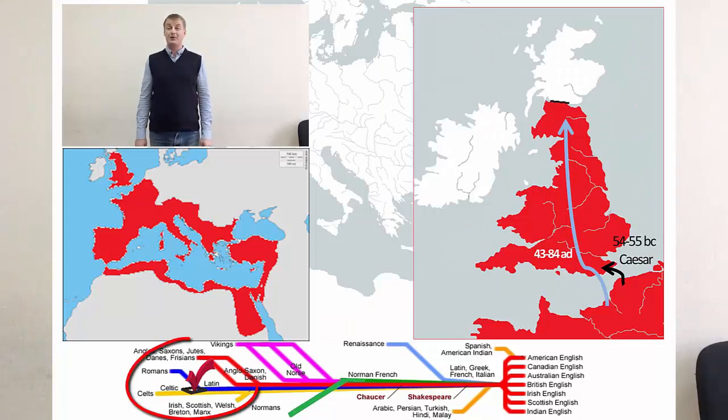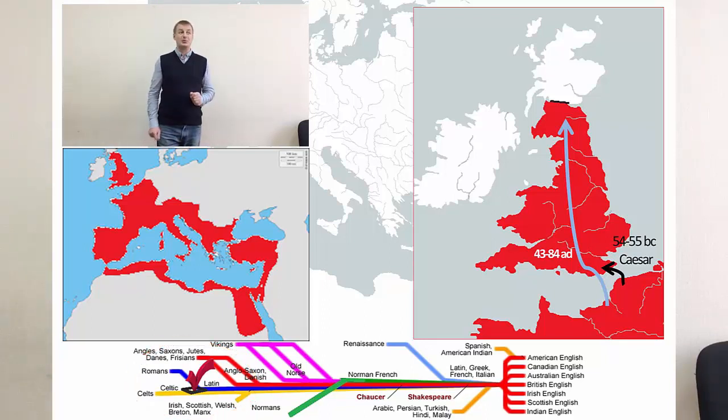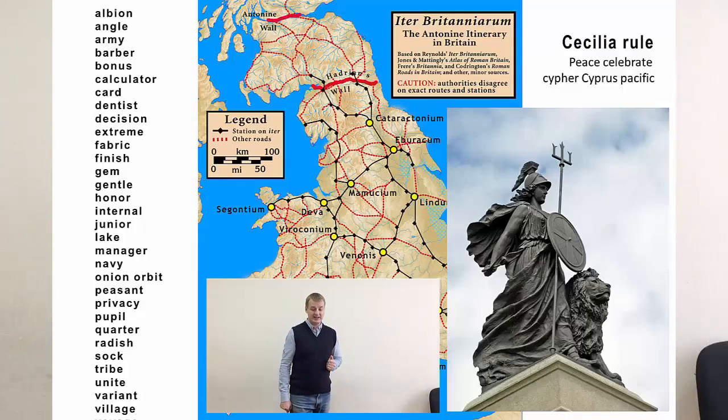As you can see on our slide, our bird jumped to the period of the Romans, the blue line. The blue line of the Latin language, which was the major language of the whole Roman Empire. The blue line of the Latin language, which brought English people so many words. Check out this slide. Such as Albion, Angle, Army, Barber, Bonus, Calculator, Card, Dentist, Decision, Extreme, Fabric, Finish, Jam, Gentle, Honor, Internal, Junior, Lake, Manager, Navy, Onion, Orbit, Peasant, Privacy, Pupil, Quarter, Radish, Sock, Tribe, Unite, Parent and Village.